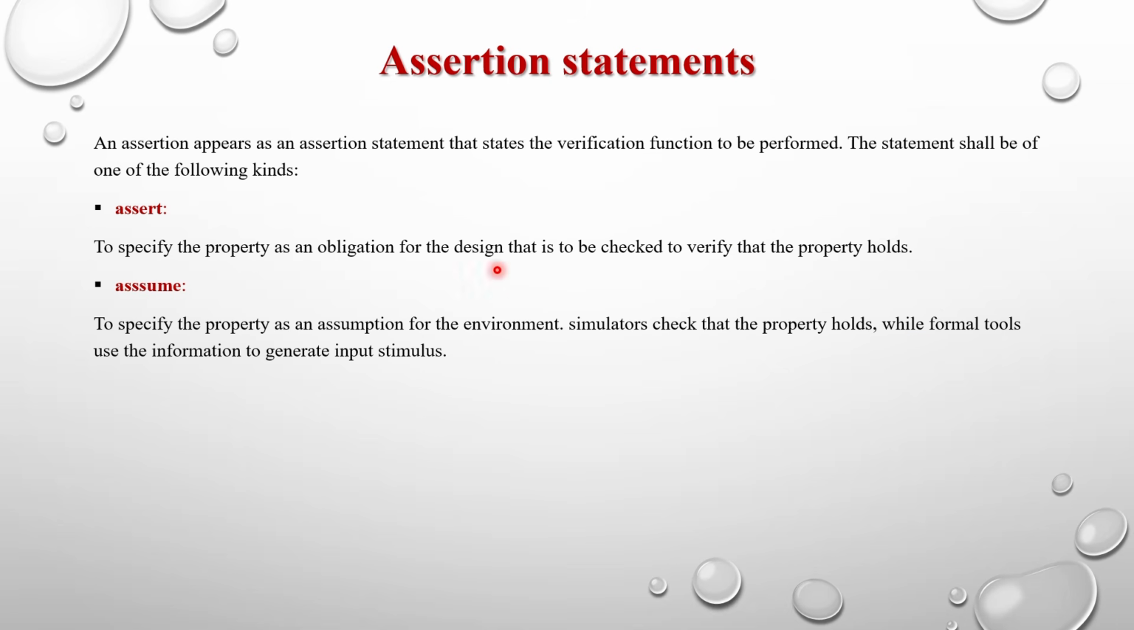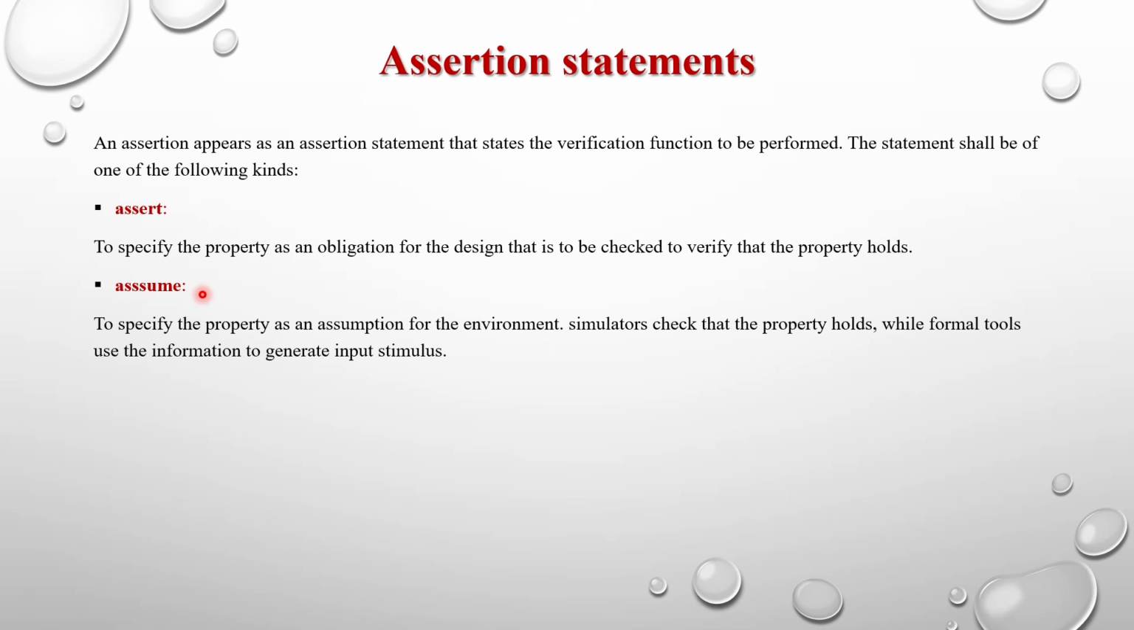So instead of simulating with test vectors, it uses formal methods to prove that the design satisfies certain properties under the given constraints. So this formal verification mathematically proves that the design behaves correctly under all possible inputs and from all reachable states. And these inputs will be constrained by the assume statements. These assume statements are used to specify the property as an assumption for the environment, on the input side. So it will provide the constraint to the inputs.